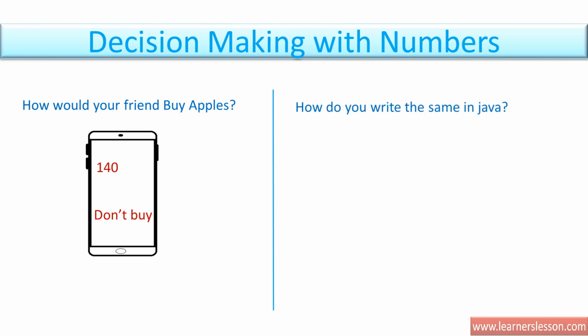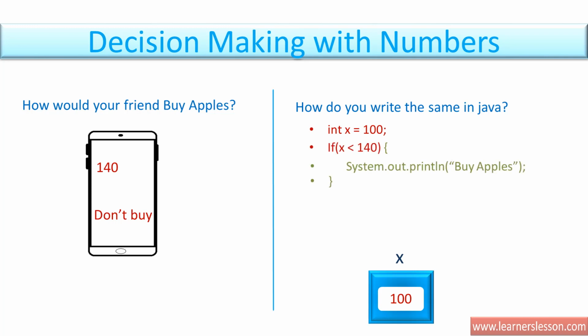So he goes to the market and asks the shopkeeper, what is the price of the apple? The shopkeeper tells the price of apple is 100 rupees. So he creates an integer type variable called x and assigns it with value 100. Then he checks if x is less than 140 or not. That is like, what is the price of apple now? The price of apple in the market is 100 rupees, and you have told him that if it's more than 140, don't buy. So he checks, is 100 less than 140? Yes, it is less than 140. So buy apples. Also he writes the else condition. Else do not buy apples. So he writes both the conditions, that if x is less than 140, then buy apples, else don't buy apples.